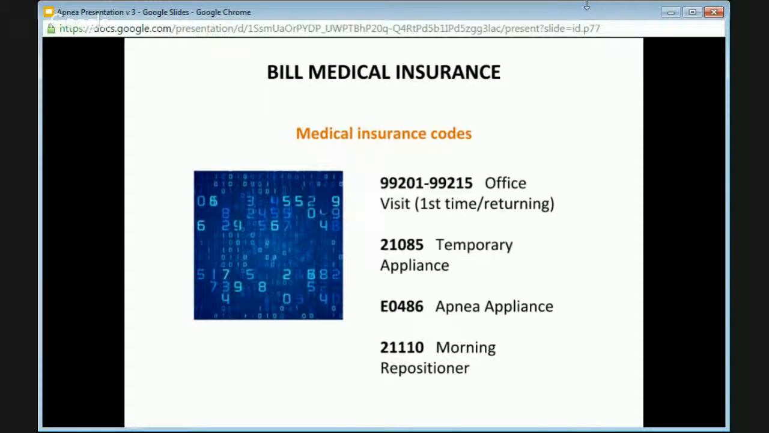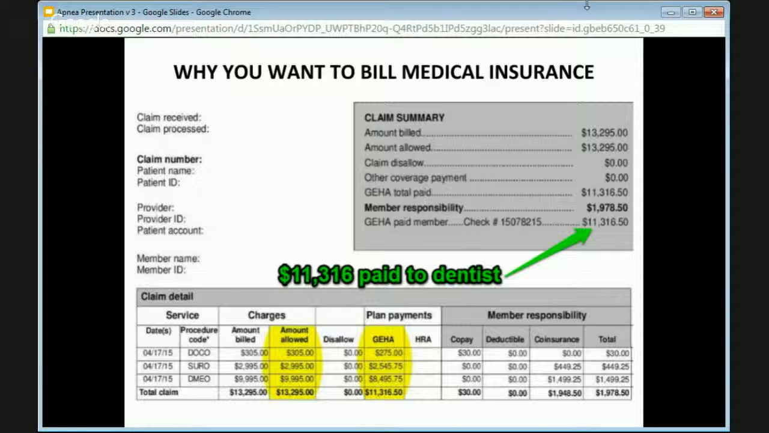And then if you do a morning repositioner, you'll probably want to use the code 21110. Okay. These are great codes to know. Write them down. And remember, email us if you need those codes. We'll get them to you, okay?